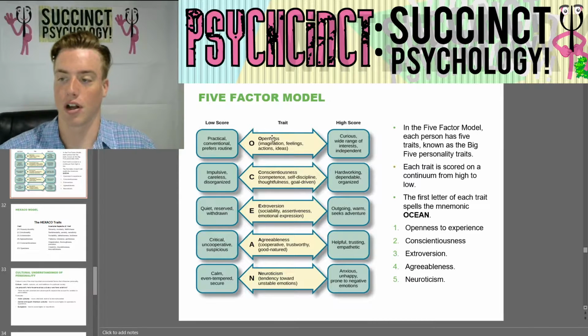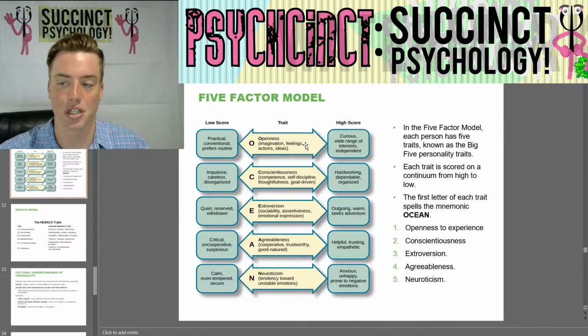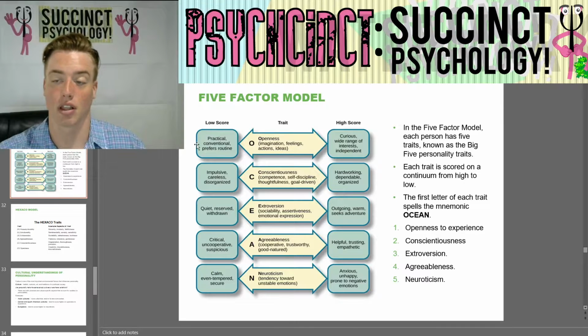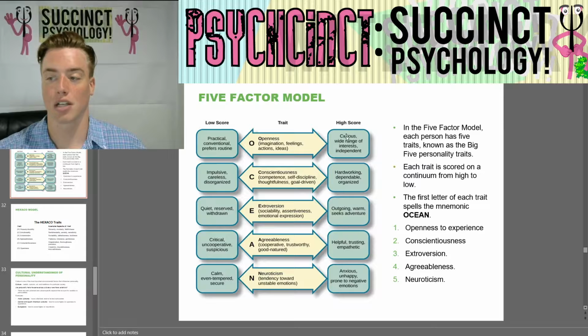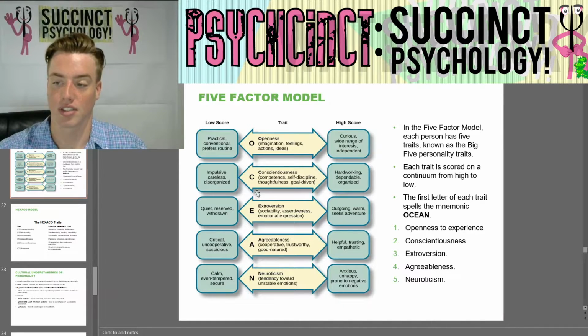Starting off, O, openness: imaginations, feelings, actions, ideas. If you have a low score in this, you are practical, conventional, you prefer routine. If you have a high score, you're curious with a wide range of interests and you're independent. Next, we have C, conscientiousness. It's competence, self-discipline, thoughtfulness. You're goal-driven. Low score is impulsive, careless, disorganized. High score is hardworking, dependable, and organized.